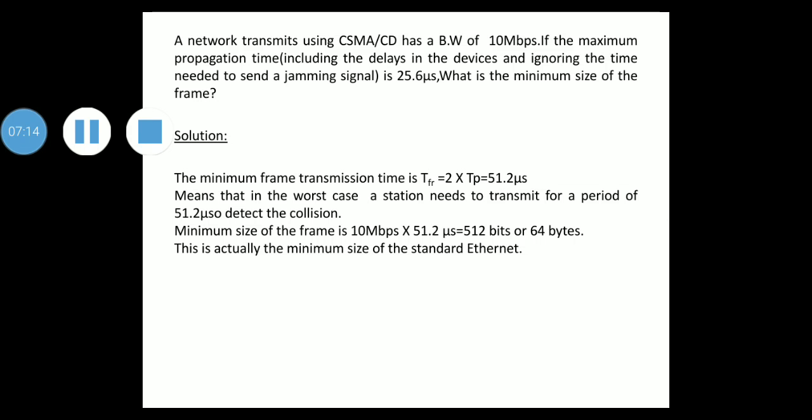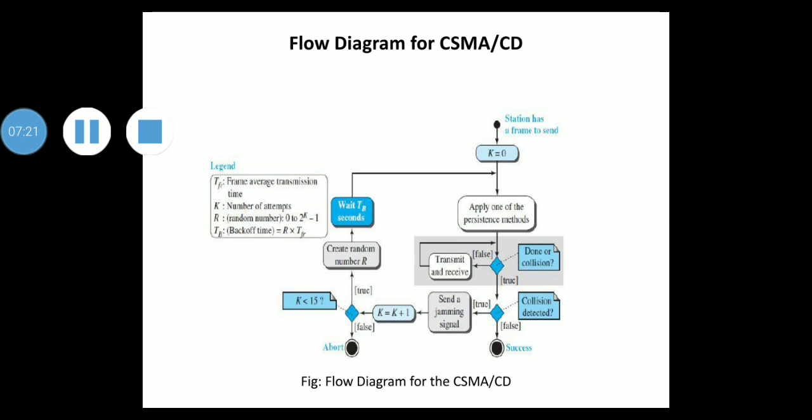This is actually the minimum size of the frame for standard Ethernet. Next we'll see about the procedure. That is nothing but the flow diagram for CSMA CD. This is similar to the one for the Aloha protocol, but there are some differences. First we'll see the diagram, then we'll see the differences.